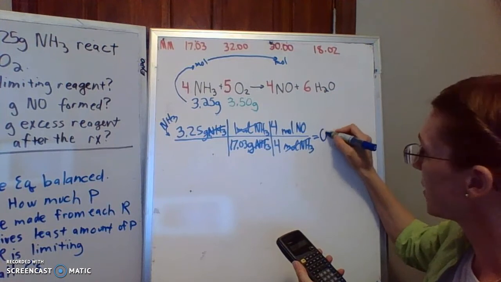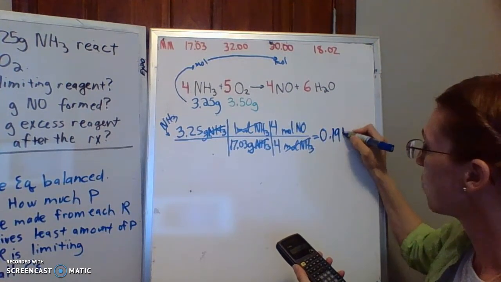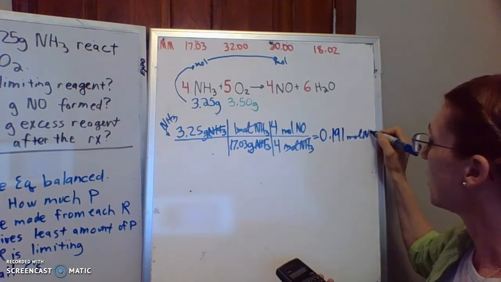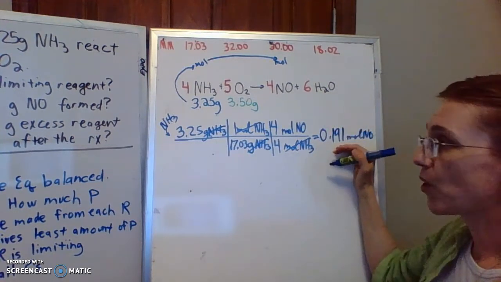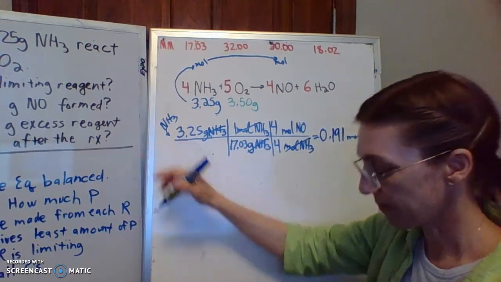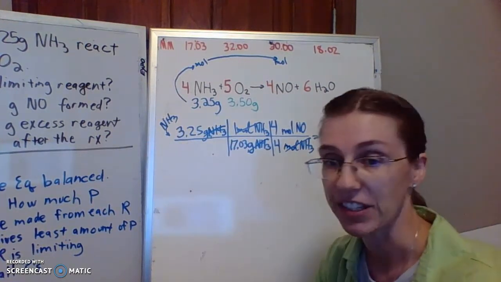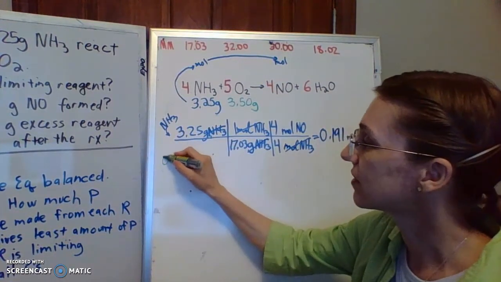And we end up with 0.191 moles of NO. So that's how much NO we get if we use up all of the ammonia. Now let's do the same calculation for our oxygen.